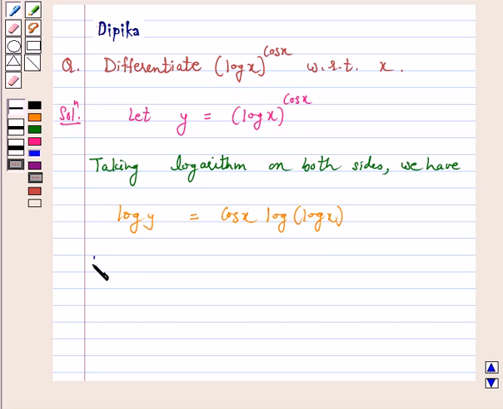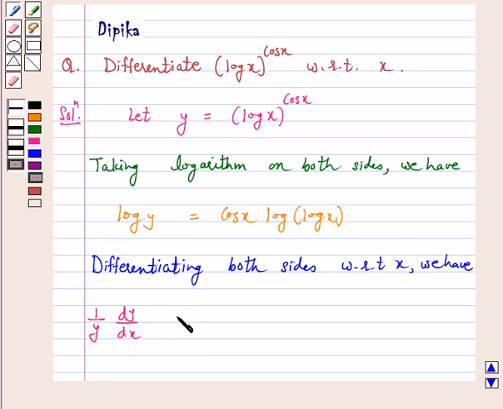Now differentiating both sides with respect to x, we have 1 over y dy by dx is equal to, right hand side we will differentiate by using the product rule, that is u into derivative of v plus v into derivative of u. So this is equal to cos x into d by dx of log of log x plus log of log x into d by dx of cos x.